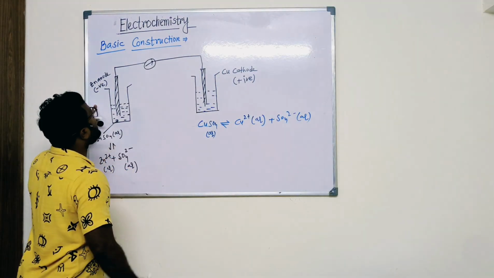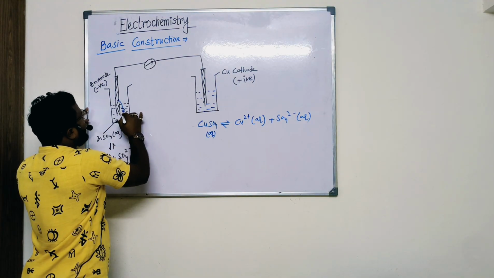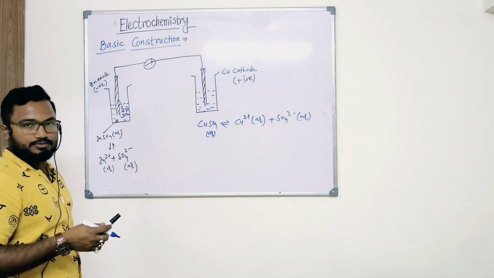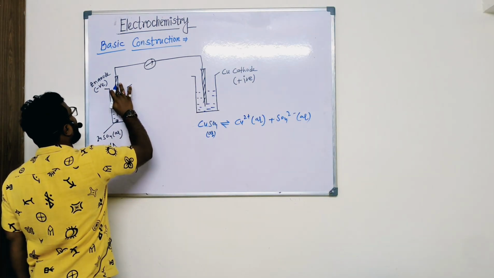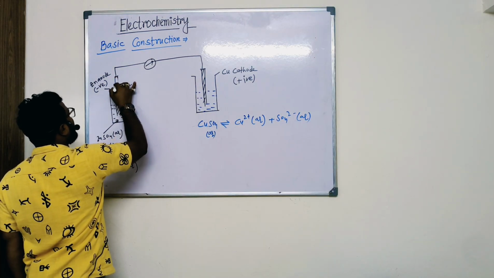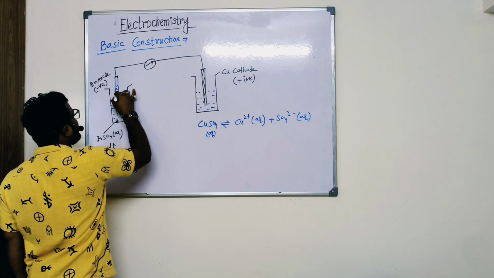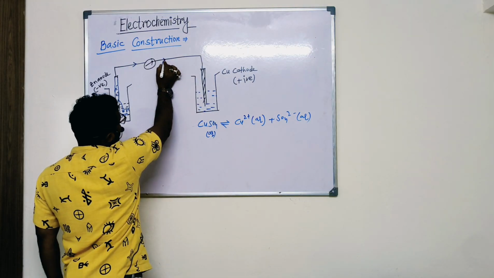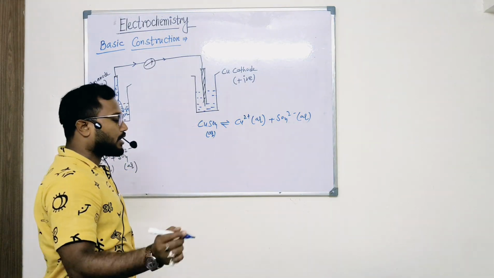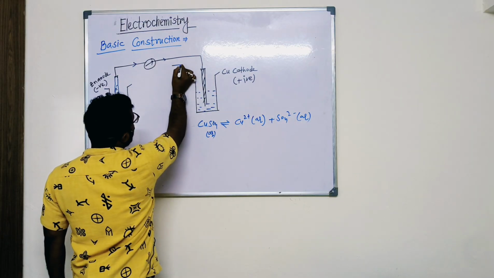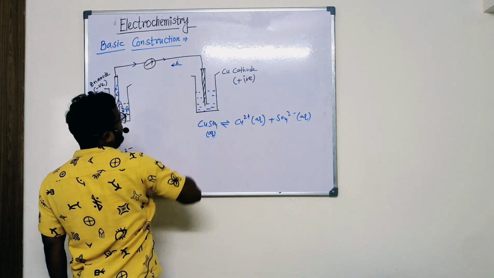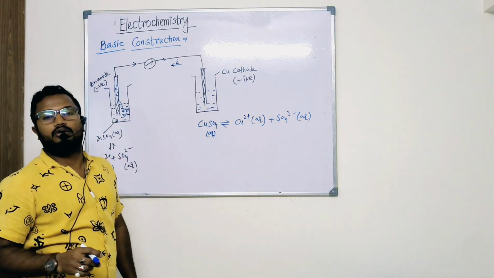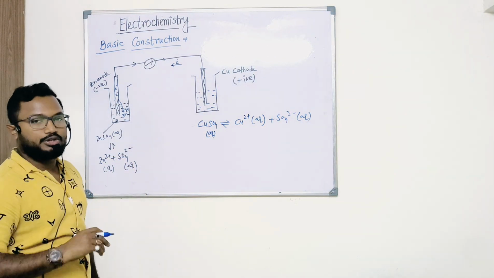What happens? In this cell, the zinc donates Zn2+. As a result, here the solution becomes electropositive and electrons are accumulated in this electrode. We can draw electrons here. And in this direction, there is flow of electrons. So current will flow in the opposite direction. This is the direction of flow of current. This is the direction of flow of electrons. The direction of flow of electrons and the direction of flow of current will always be opposite to each other.